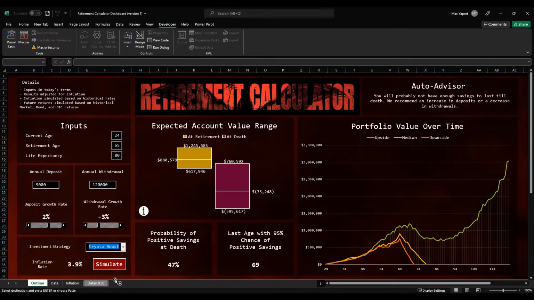Next, we have the Crypto Boost, which will allocate 5% into Bitcoin, which is represented by the Grayscale Bitcoin Trust, with 60% in the market and 35% in bonds. So this is only a small allocation in crypto. And here we have Patel's 401k, which is 100% into crypto. And the results of this are pretty shocking. If you'd like to see that, you can simulate that right now.